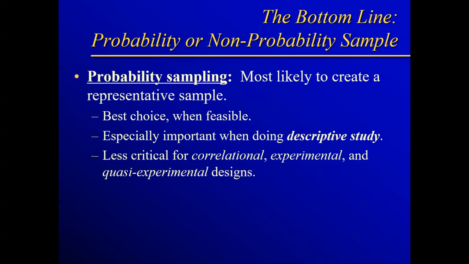So probability sampling is most likely to create a representative sample. It's the best choice when feasible, but like we said, not always feasible, especially if you don't have access to the entire population. It's especially important when doing a descriptive study. We'll talk about descriptive studies next week. It's less critical for correlational, experimental, and quasi-experimental designs. Once again, we'll get into all of these different designs, I believe, this coming Monday or Wednesday.